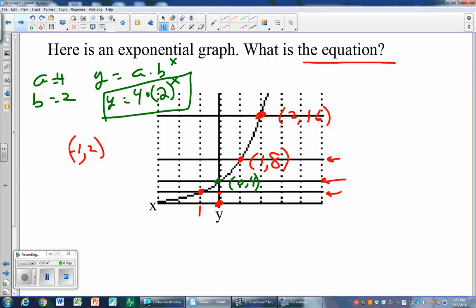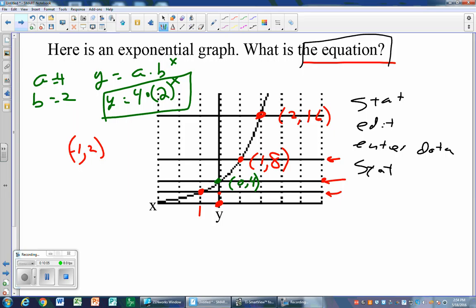We can find the equation not only of a linear problem, but of an exponential problem by doing our stat, edit, enter the data, stat, calc. Now it's going to be choice 0 for exponential reg. Sorry, you're right, choice 0. Okay.